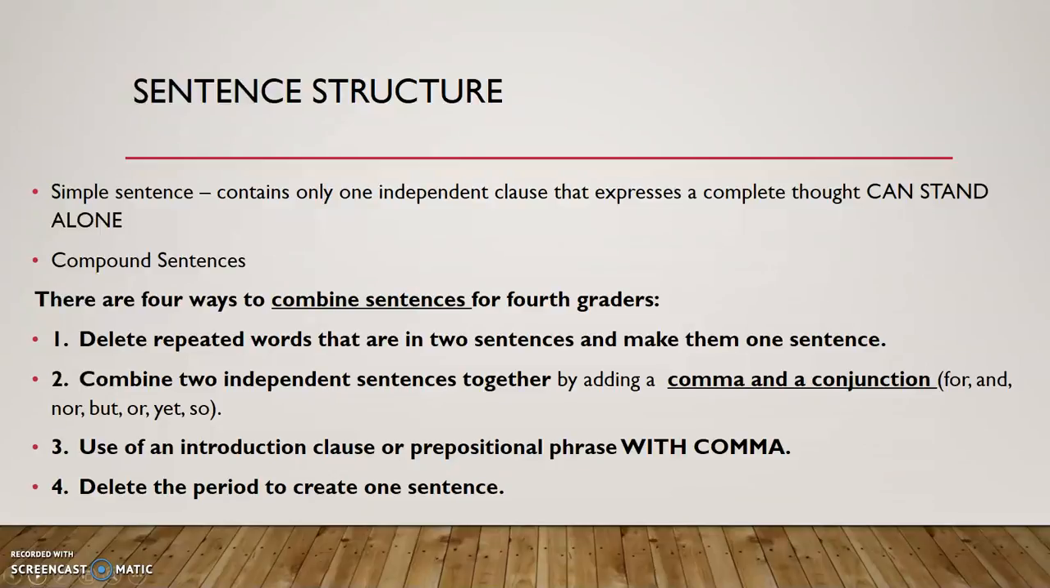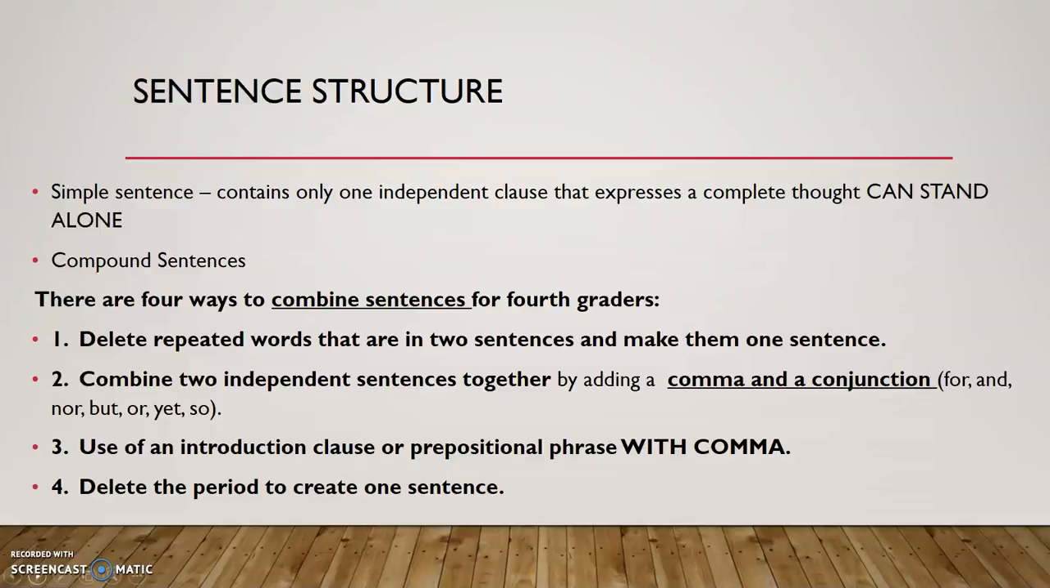So the first way is to delete repeated words that are in 2 sentences and make them one sentence. So listen to this example. My dad likes football. My dad likes basketball. So those are 2 independent, simple sentences. If we were to make those 2 sentences one sentence, we would delete "my dad likes" in the second sentence and simply make it, my dad likes football and basketball.